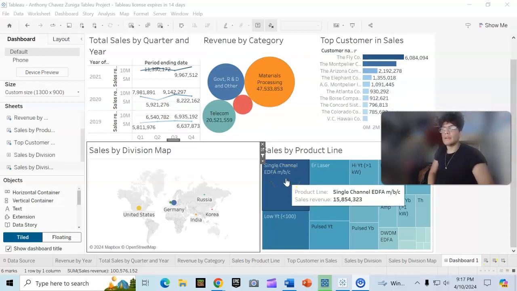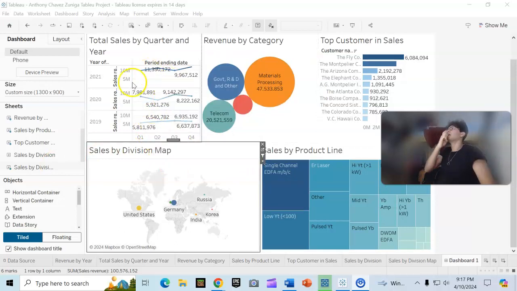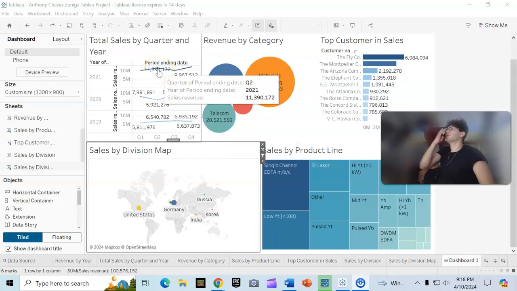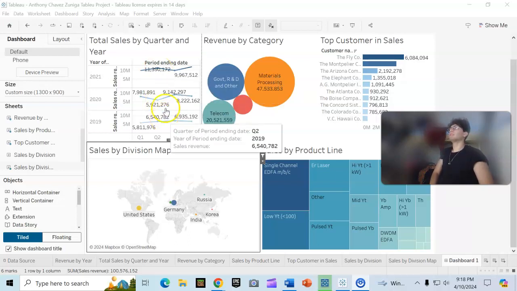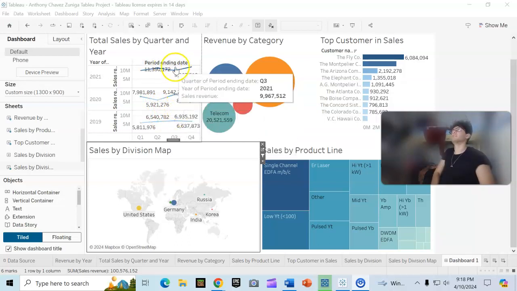And then for trends, the trend that we can observe in this dashboard is that each year the amount of revenue has increased for this company. So when it comes to projections, the projections are positive. As we can see, the most that was produced in 2019 was in quarter 3, $6,935,192. And then for 2021, it's $11,390,172. So we can clearly see a positive projection throughout these 3 years.